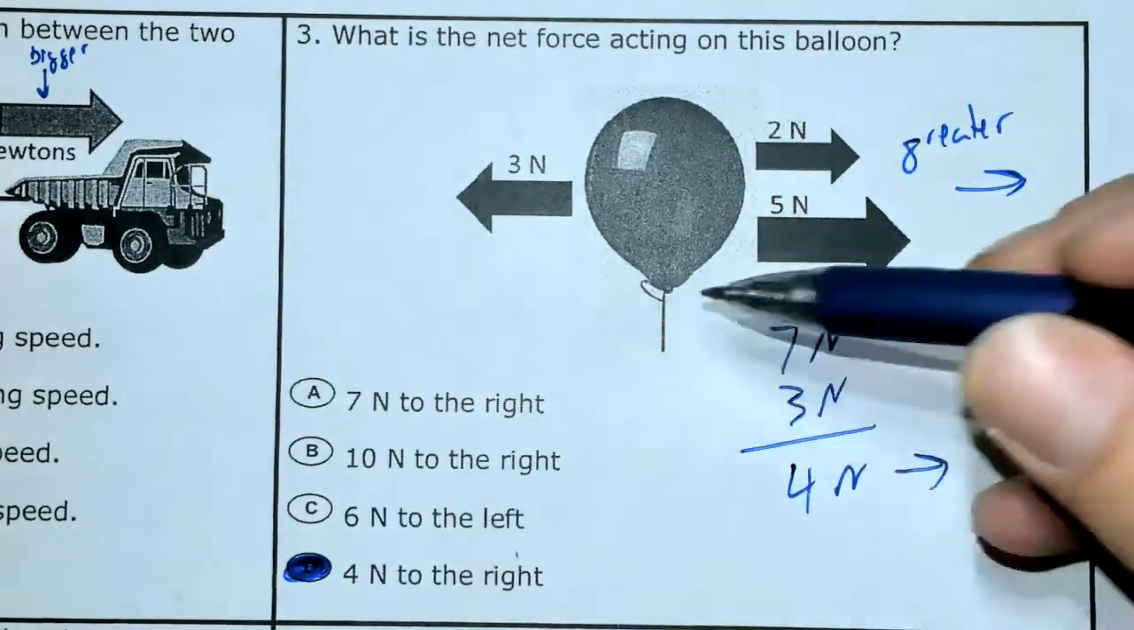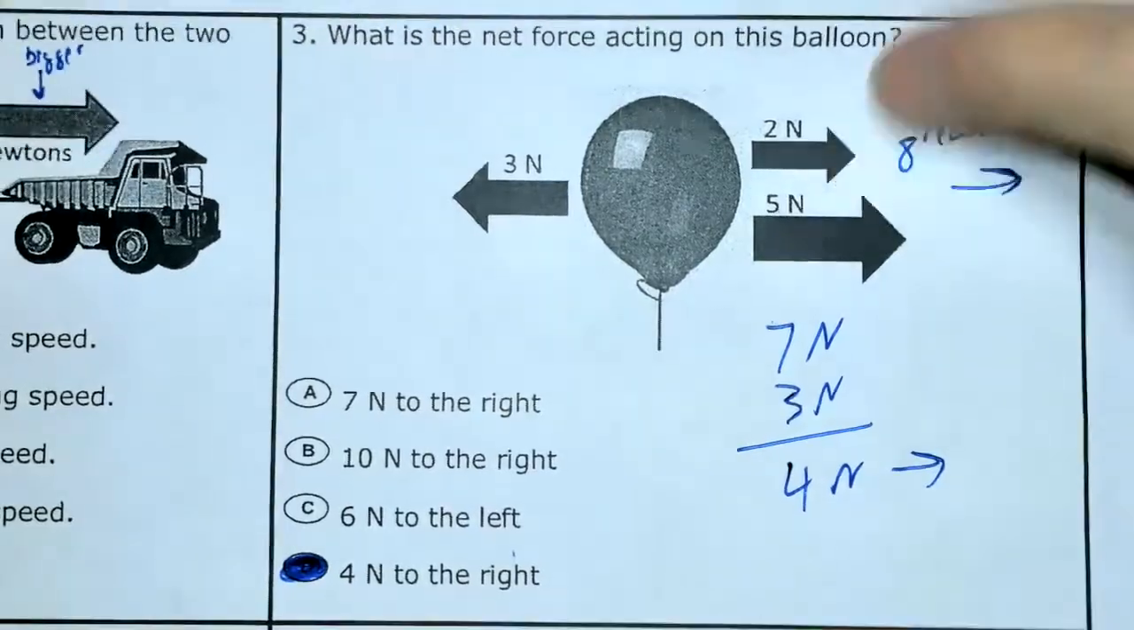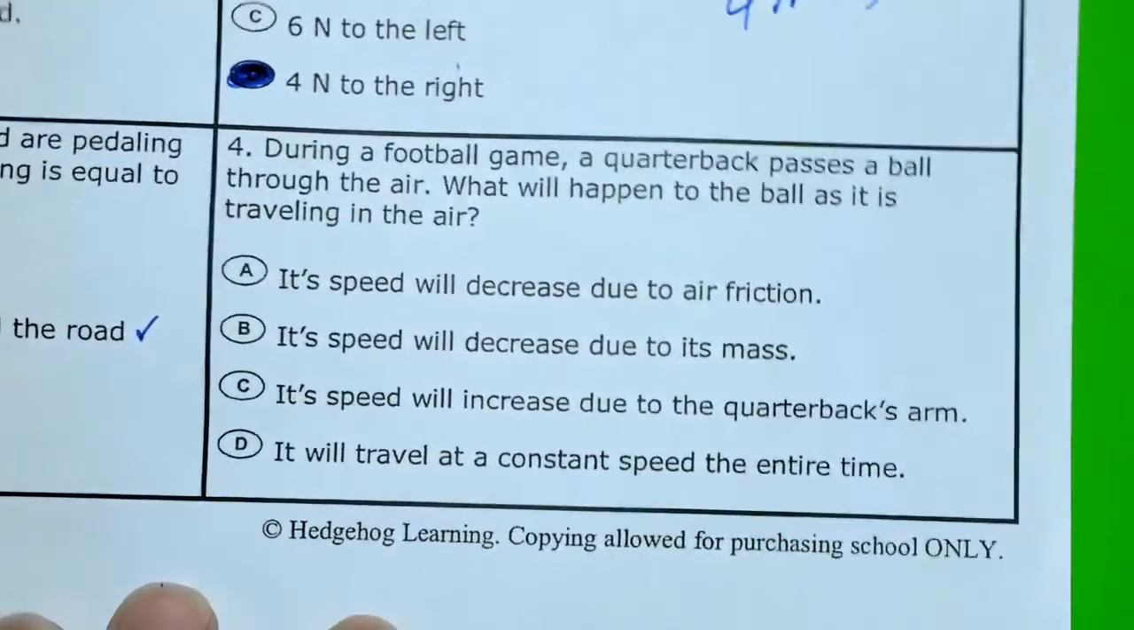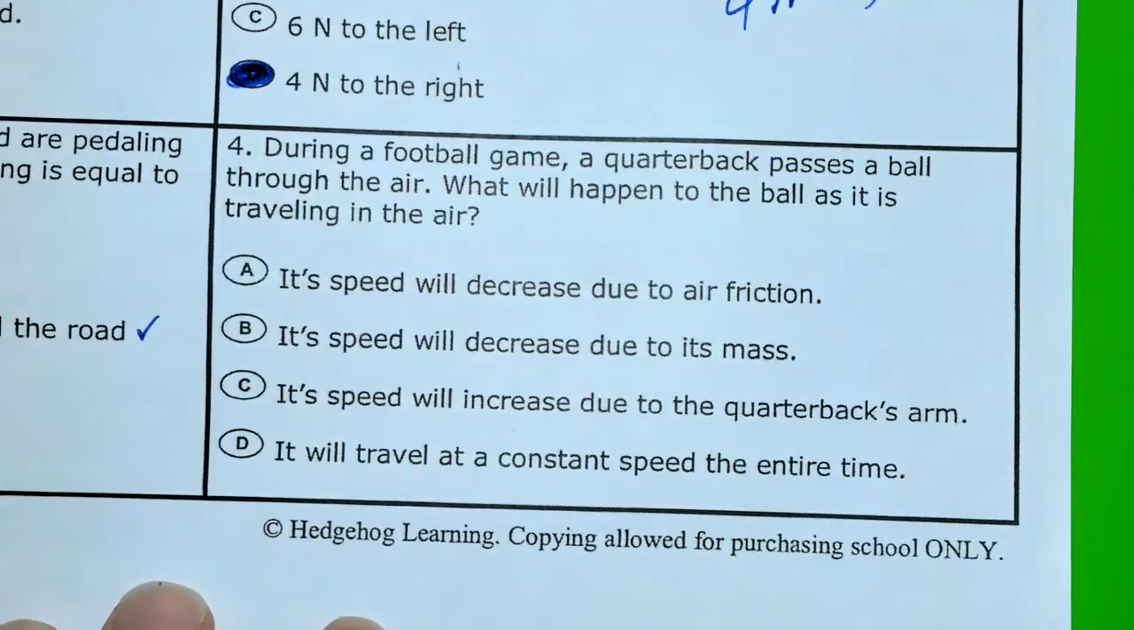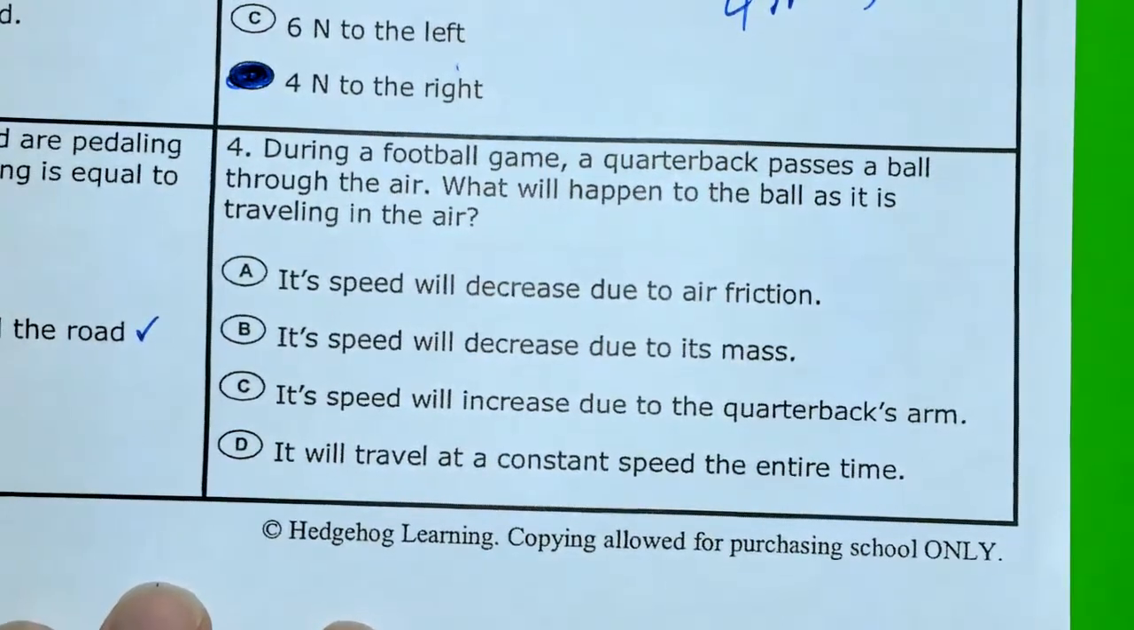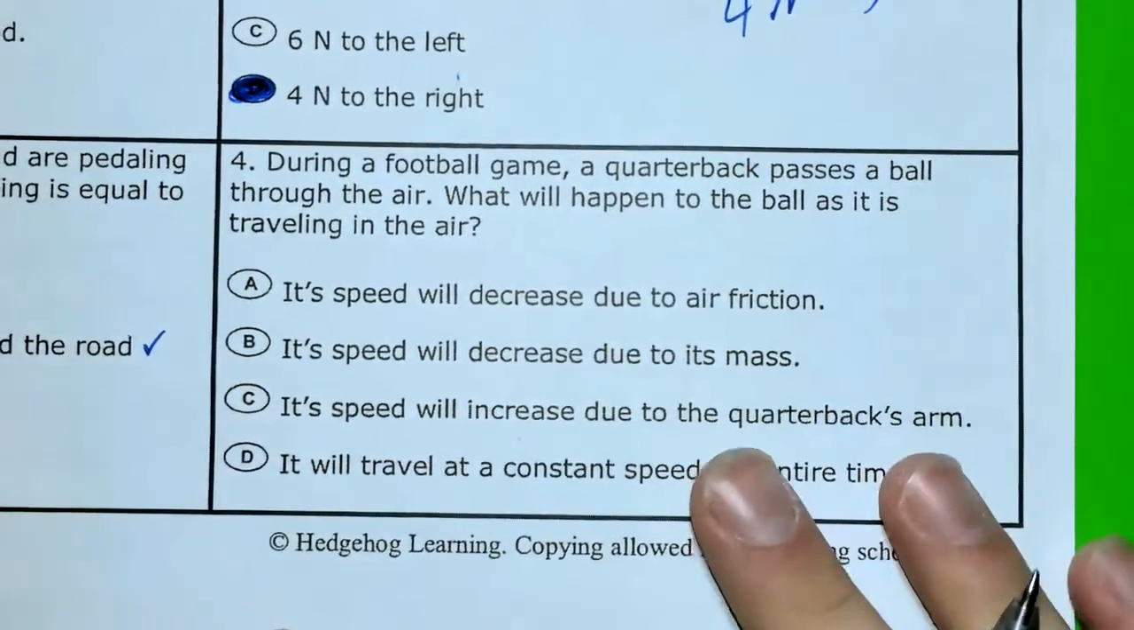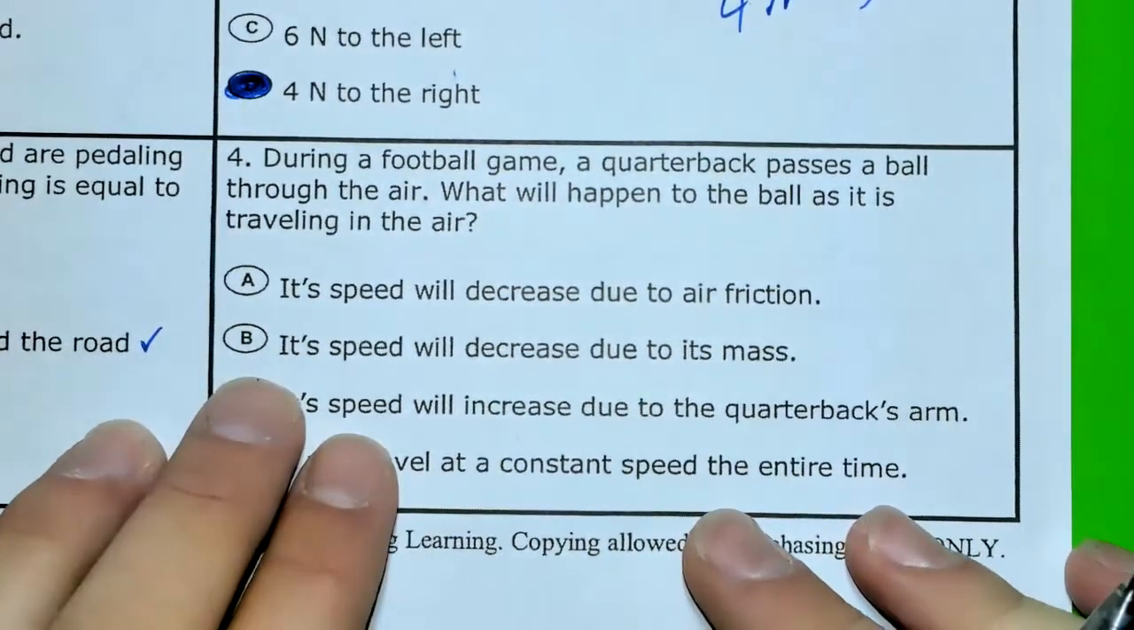Don't use process elimination there, just a little bit of math. Okay, number 4. During a football game, a quarterback passes the ball through the air. What will happen to the ball as it travels through the air? Well, you've all played sports before. You understand when you throw a ball, what happens to it?